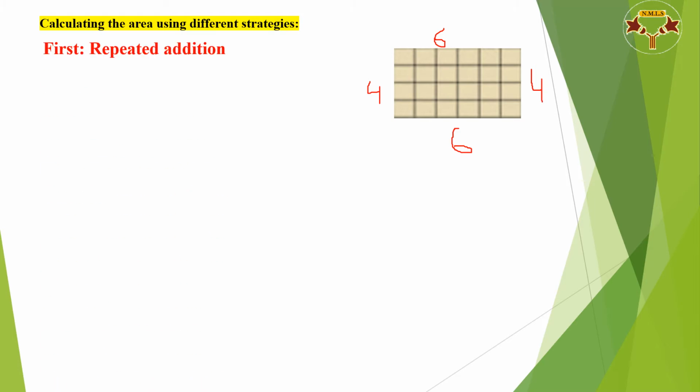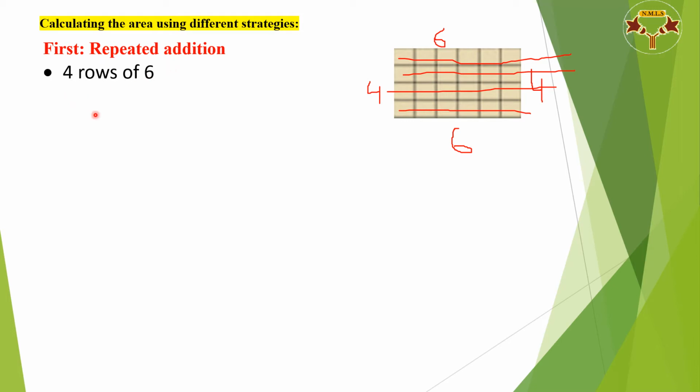Repeated addition, we can make it by using rows and by using columns, okay? I will make it at first by using rows. How many rows? 1, 2, 3, 4. We have here 4 rows. Each one has how many squares? 1, 2, 3, 4, 5, 6. Then we have here 4 rows of 6 squares.